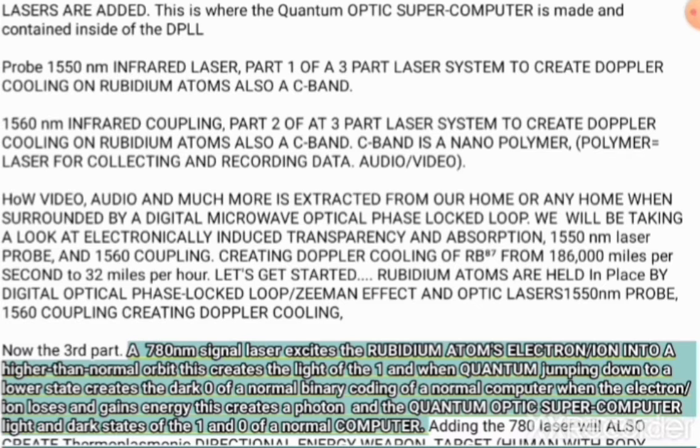A 780 nm signal laser excites the rubidium atom's electron ion into a higher than normal orbit. This creates the light of the one, and when quantum jumping down to a lower state creates the dark zero of a normal binary coding of a normal computer. When the electron ion loses and gains energy, this creates a photon in the quantum optic supercomputer, light and dark states of the 1 and 0 of a normal computer.